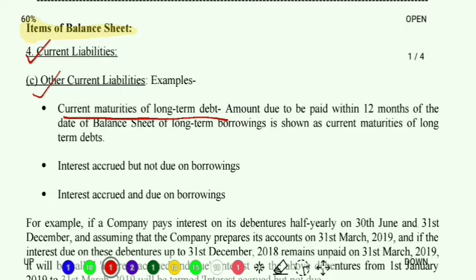I repeat, in case there is a long-term borrowing and of that long-term borrowing there is any amount which is left to be paid, but the due date is within 12 months of the date of the balance sheet, then such amount of that long-term borrowing will be called current maturities of long-term debts. Very simple. Let's move forward.